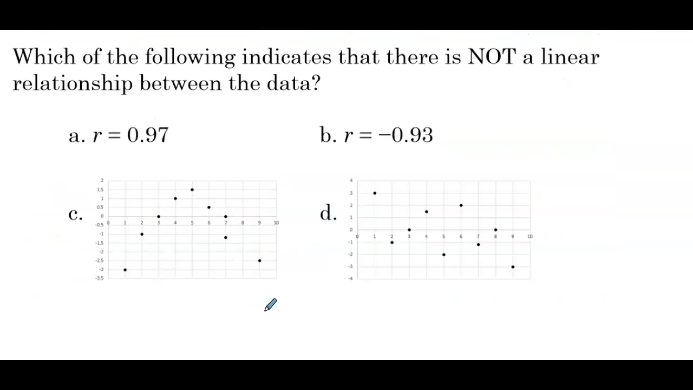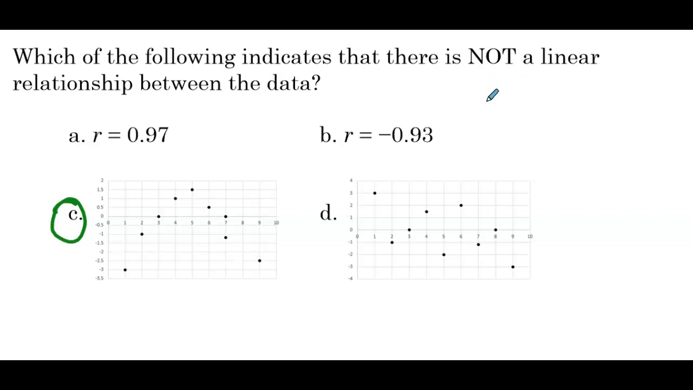Our last question, which of the following indicates that there is not a linear relationship between the data? Okay, so choice A and B are correlation coefficients. Both of those are strong correlation coefficients, or indicate that there's a strong linear relationship between the data. C, there's a nonlinear pattern, right? There's that U-shaped pattern. And D, the points are randomly dispersed in that residual plot. So looking back at choice C, which is a residual plot with a nonlinear pattern, that would indicate that a linear function is not a good fit for the data. So that would indicate that there's not a linear relationship.